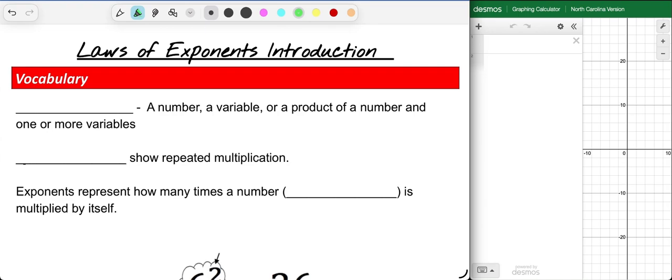First thing that we have is what we call a monomial. A monomial is a number, a variable, or a product of a number and one or more variables. Okay. Monomials are single term. Monomial means one. Okay. Now, with that, we have the next definition, which is going to be exponents.